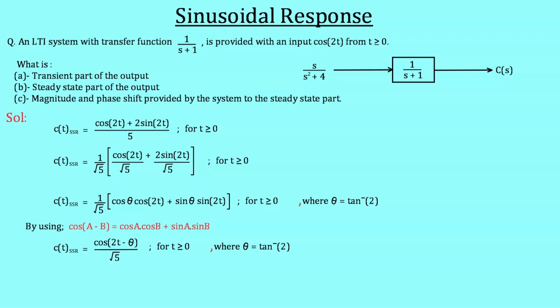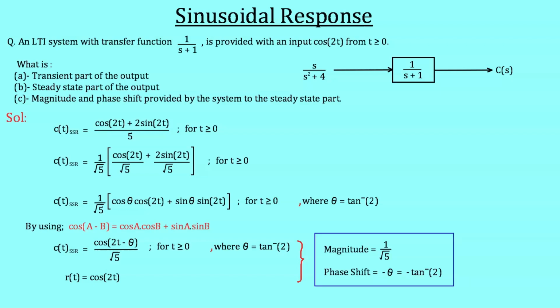By applying this trigonometric identity, you will get the steady state response equal to cos(2t minus theta) divided by under root 5. By comparing the steady state response with the input signal, we can easily find that the magnitude introduced by the transfer function is equal to 1 by root 5, and the phase shift provided by the system is equal to minus tan inverse of 2.